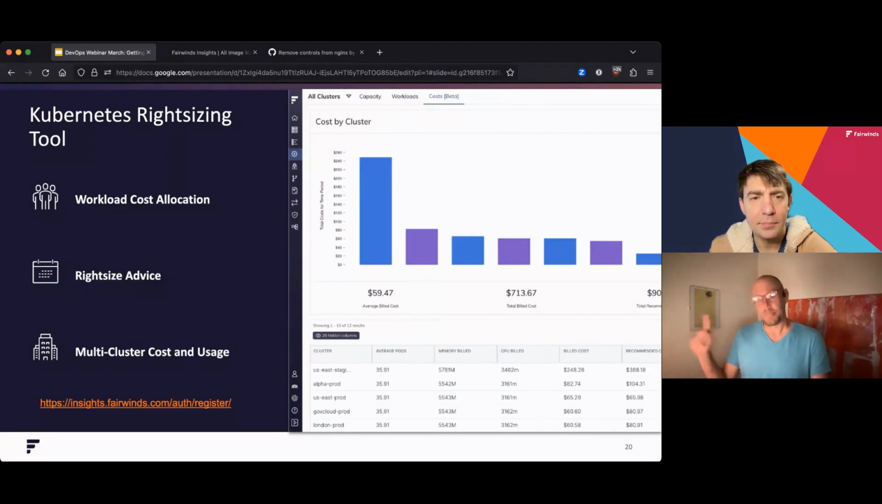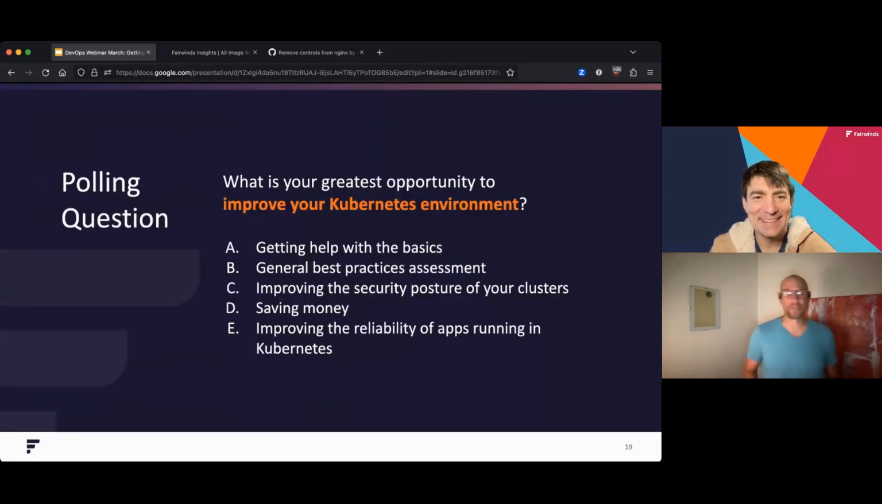But before I come to this call to action, even though I just did the call to action, I'm going to back up a slide and we're going to do one more poll to wrap us up. What's the greatest opportunity to improve your Kubernetes environment? Is it A, get some more help with basics, B, a general best practice assessment, C, improve the security posture of your clusters, D, saving money, and E, improving the reliability of apps running in Kubernetes. I just realized when I was on item 3 that there's no A, B, or C, so I decided to just play with it. Spend a second submitting that. We'll see those results as they roll in.